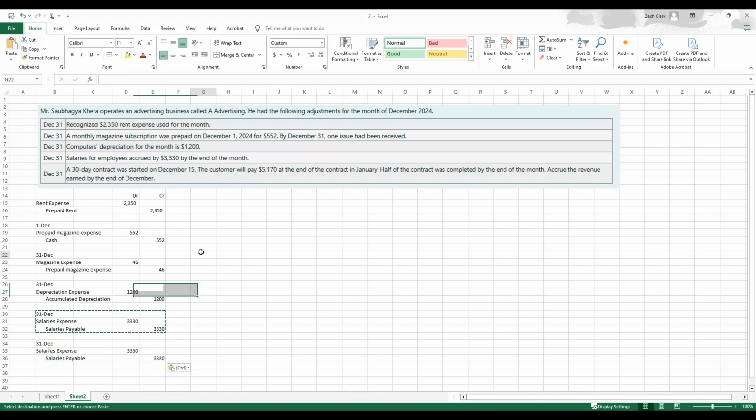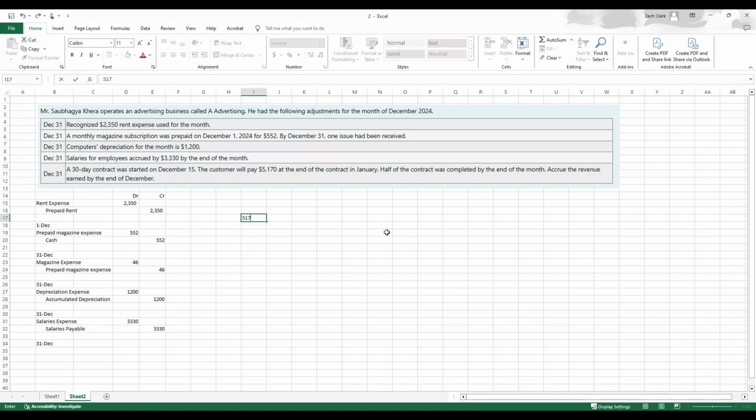Looks like we might have to do a calculation on this one. Okay, a 30-day contract was started on December 15th. The customer will pay $51.70 at the end of the contract in January. So half was accrued. I mean, it's pretty easy math. So let's just divide this by two, which gets us $25.85.